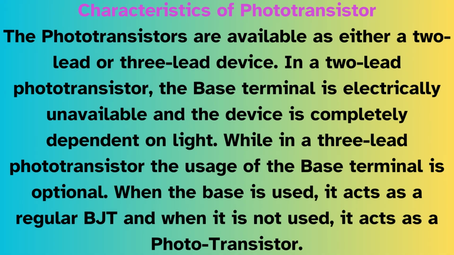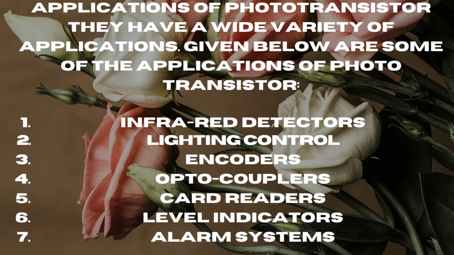Characteristics of phototransistor. The phototransistors are available as either a 2-lead or 3-lead device. In a 2-lead phototransistor, the base terminal is electrically unavailable and the device is completely dependent on light. While in a 3-lead phototransistor, the usage of the base terminal is optional. When the base is used, it acts as a regular BJT, and when it is not used, it acts as a phototransistor.